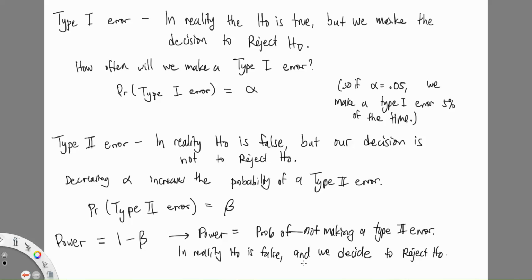Okay, so that is type 1 and type 2 error, and I want to cover sampling methods. And this is the last bit of new stuff.